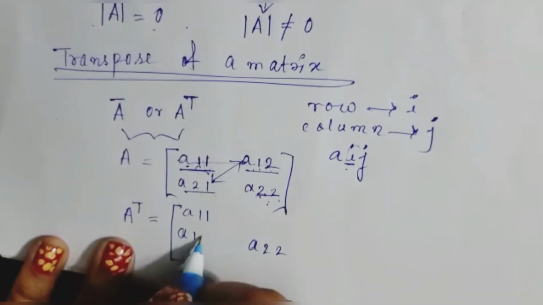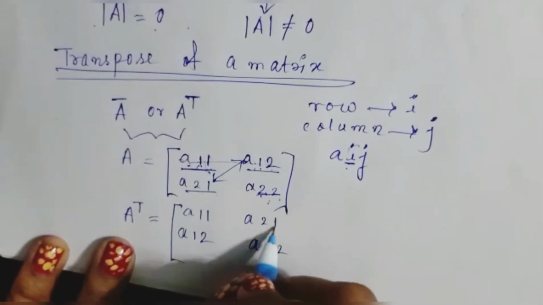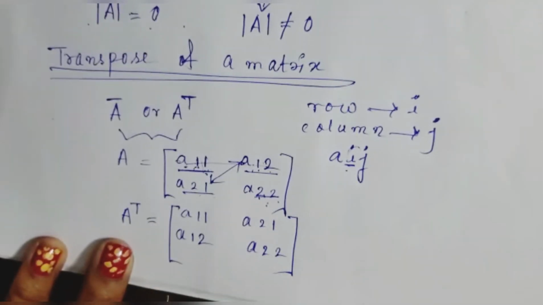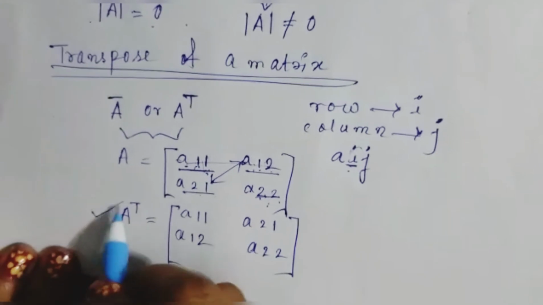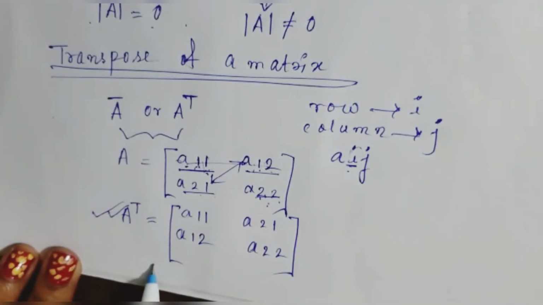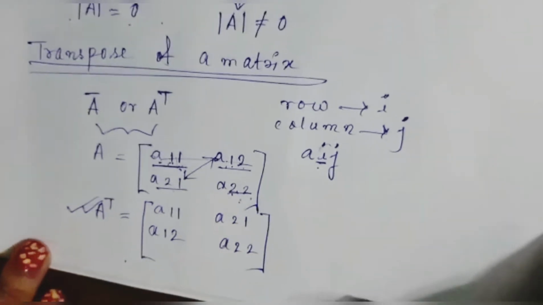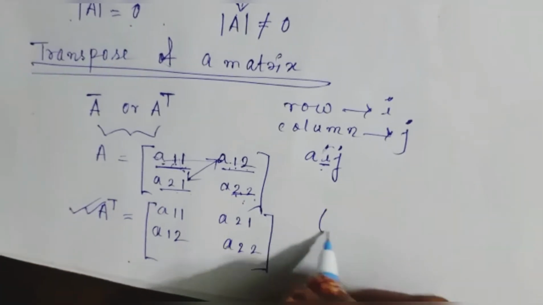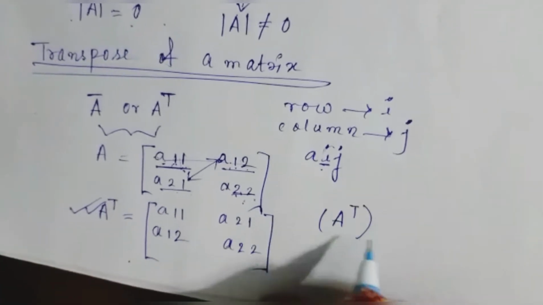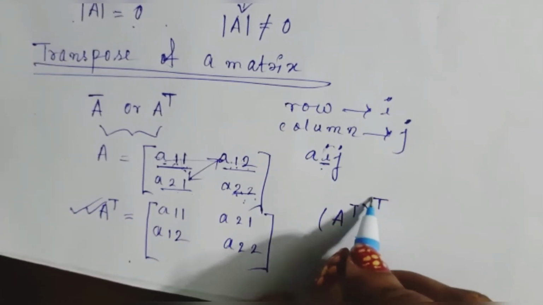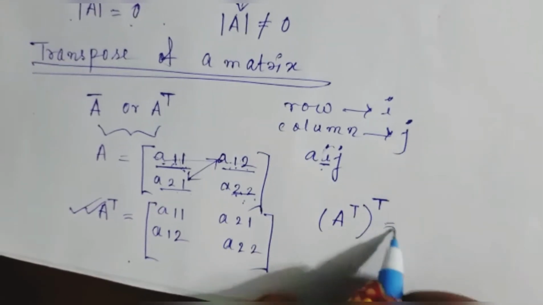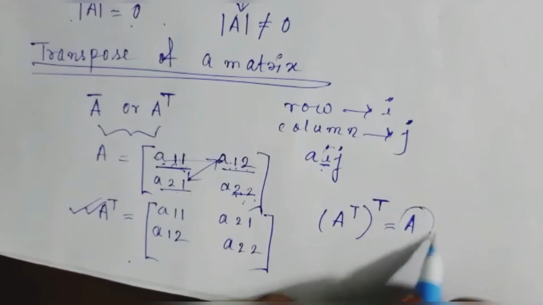Your A12 will come here and A21 is going to come here. Okay. So like this you are going to solve for your transpose. Now for the properties of transpose, if you transpose A one more time, then you see it will come to the original one.